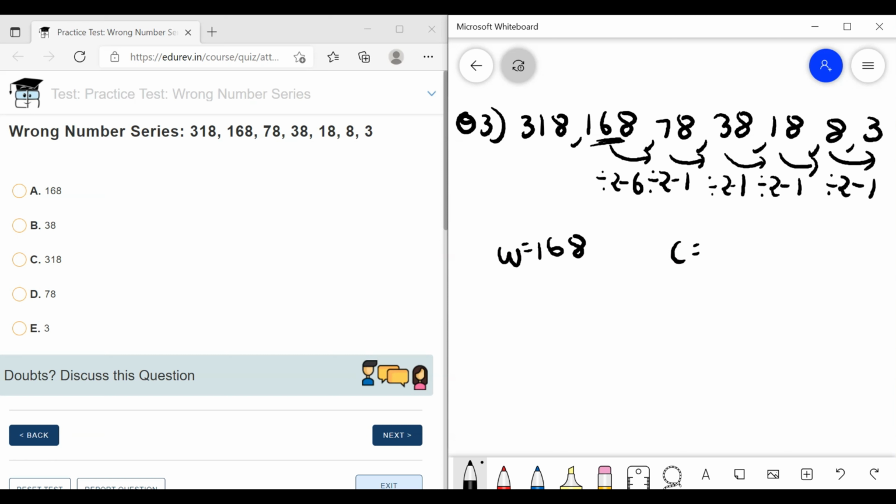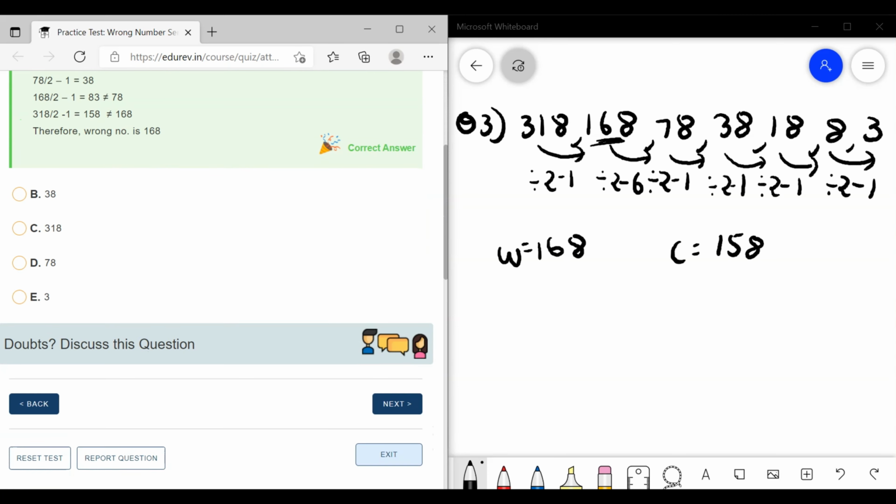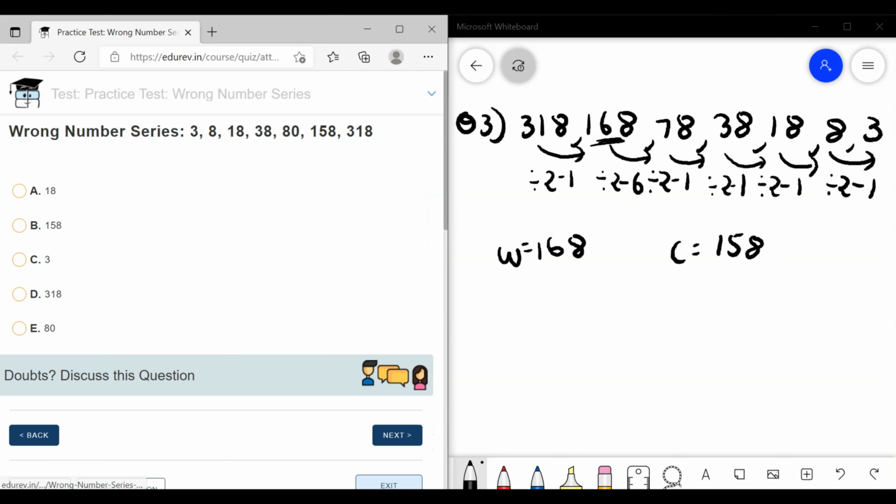And what would be the correct number? It is important to always find the correct number, not from the question point of view, but for you to broaden your thinking and have a better understanding of number series. What would be the correct one? The correct number would be 318 divided by 2 minus 1. So our correct number would be 158. Let's check it. As we can see, option A is 168 and this should be the correct answer. And as you can see, 168 is the wrong number in this particular series. Now let's move on to the next question.